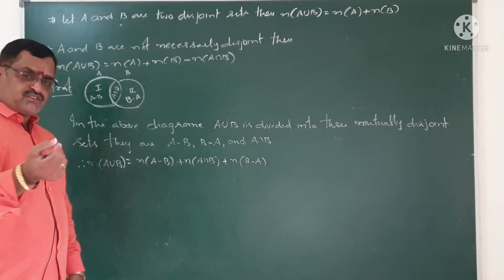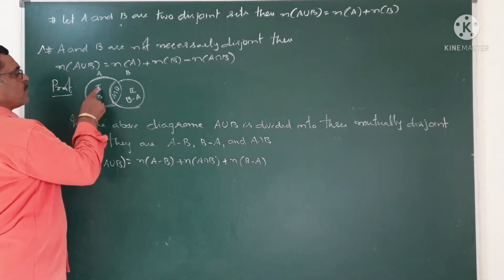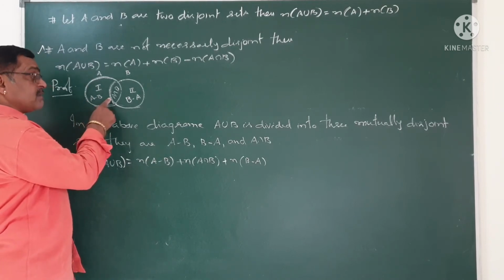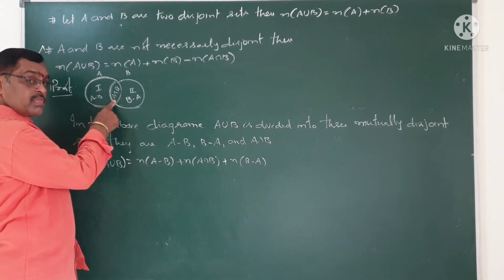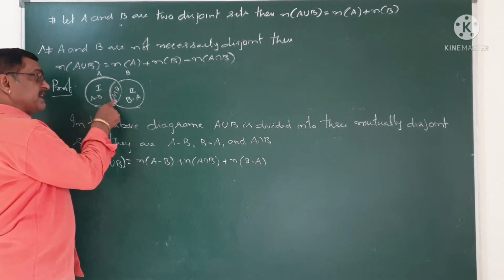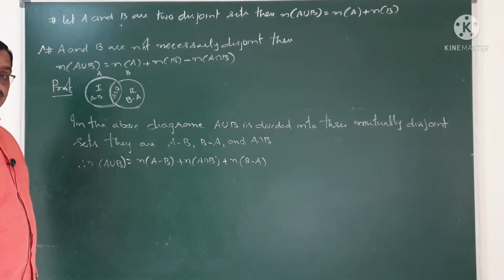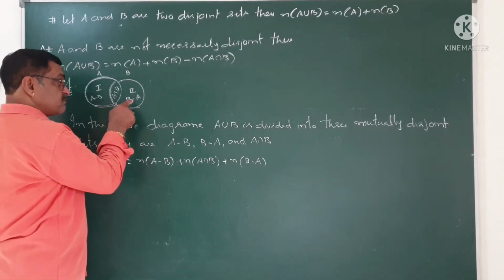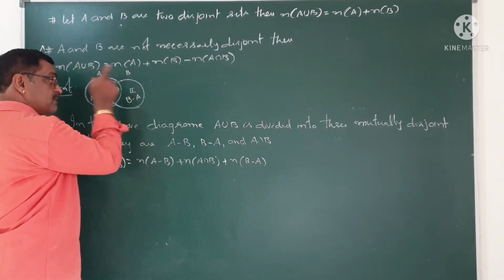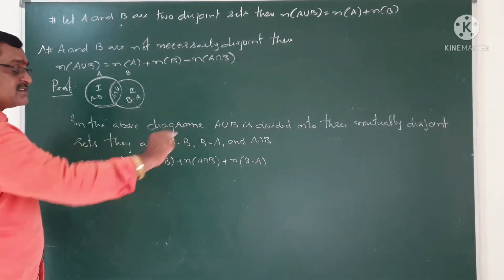Here, I will do a small manipulation. Before doing that, look here. If you observe carefully, the number of elements in A minus B plus the number of elements in A intersection B gives you the number of elements in A. Now, the number of elements in B minus A plus the number of elements in A intersection B gives you the number of elements in B. So, I am going to do a small adjustment on the right hand side of the expression.